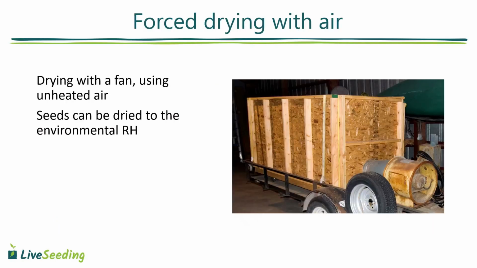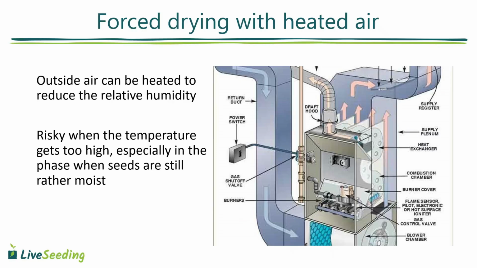Air circulation is an important factor in speeding up the drying process. In this photo, a drying chamber with a fan to circulate the air. Also here, a limitation is that the seeds can't be dried to a lower equilibrium relative humidity than that of the environment, which is high during the rain season and the night. As air temperature rises, the relative humidity declines.